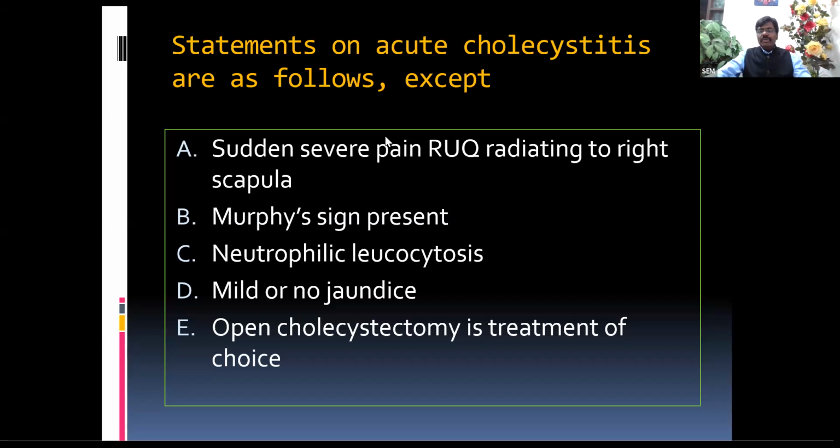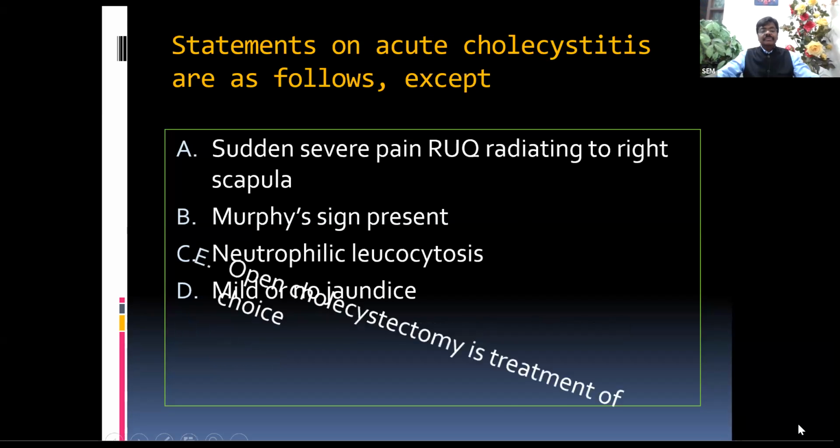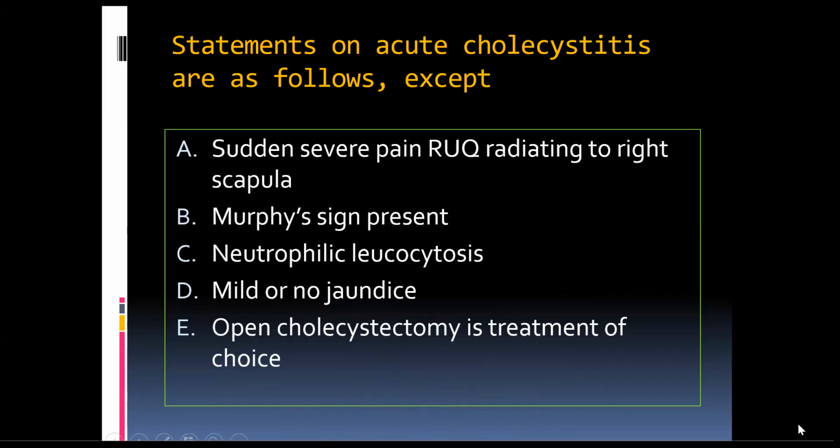Anybody? Unmute everybody. Rajaram, if somebody can answer. Which is the wrong statement? Out of them, which one do you think is the wrong one? Option A, sir. Why? Sir, the right upper quadrant pain is seen in biliary colic.